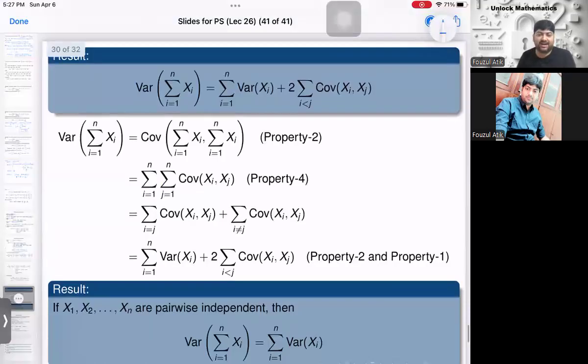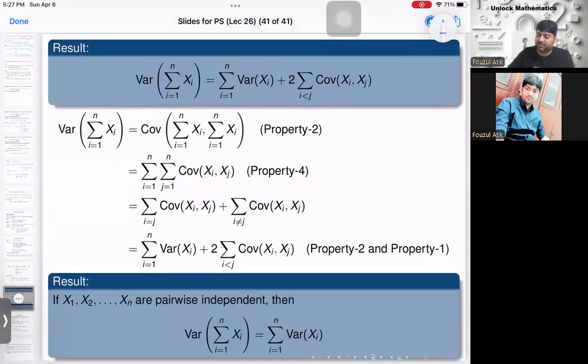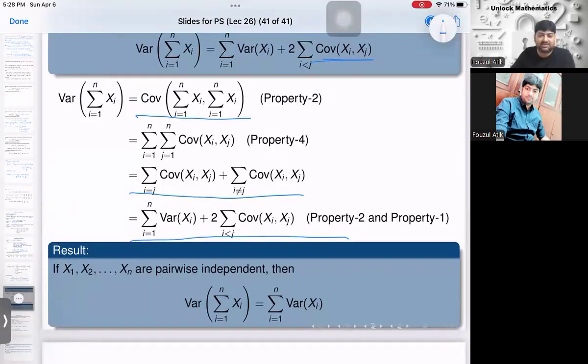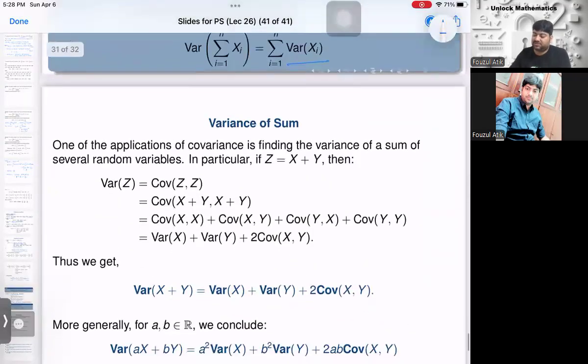And then we have one more result, the variance of a sum. What is the variance of the sum? It is the variance of summation i equal to 1 to n xi. Now we know that variance of x is equal to covariance of x comma x. So if I apply that property, I can write it in this way. And after some simplification, we can write it in a different way. We can say that it is summation i equal to 1 to n variance of xi plus 2 into sum over i less than j covariance of xi comma xj. And if they are independent, then the covariance will be 0. So if x1, x2, up to xn are pairwise independent, the variance of their sum is equal to the sum of their individual variances.